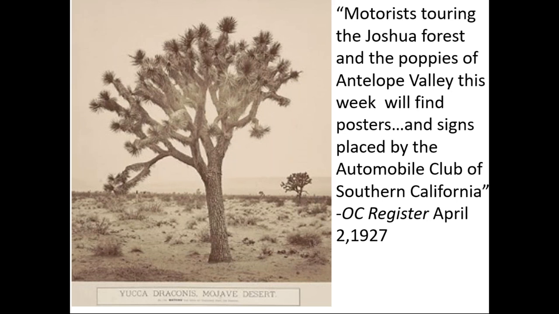Just in 1927, motorists touring the Joshua Forest and the poppies of the Antelope Valley will find signs placed by the Automobile Club of Southern California.